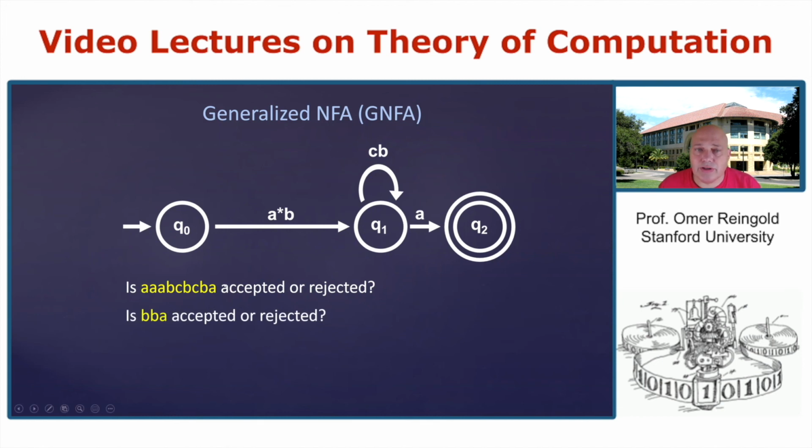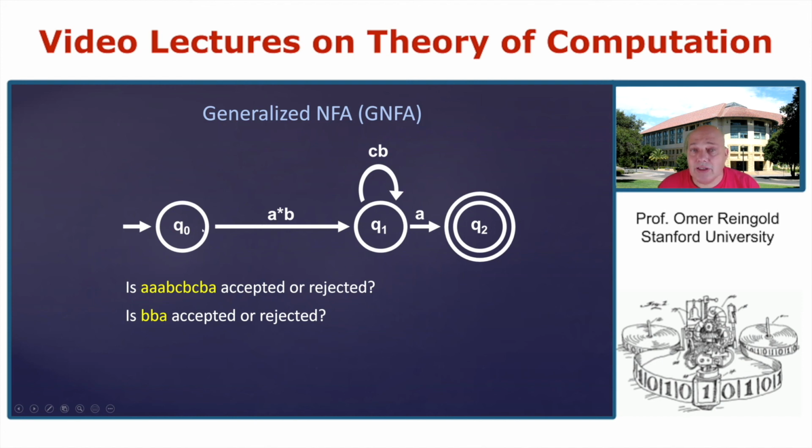So let's look at the first one. You have three A's, which correspond to A star and a B. So you can read B and move from Q0 to Q1. Then you can read CB twice and reach here, and read A and reach here. So this is accepted.